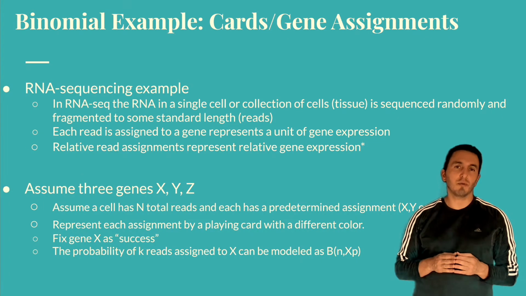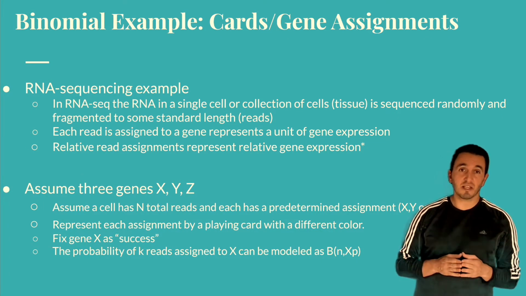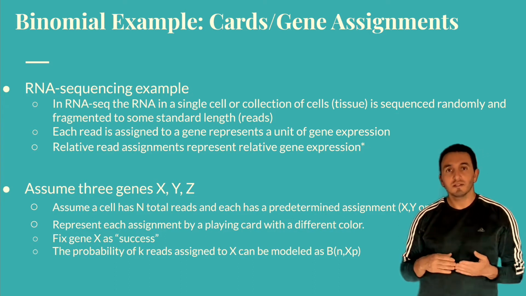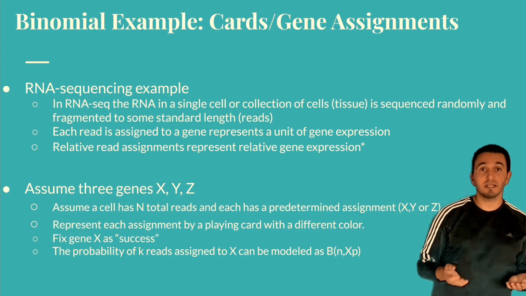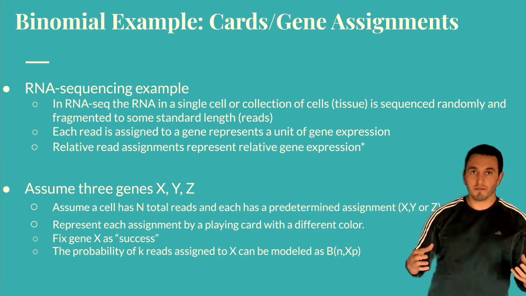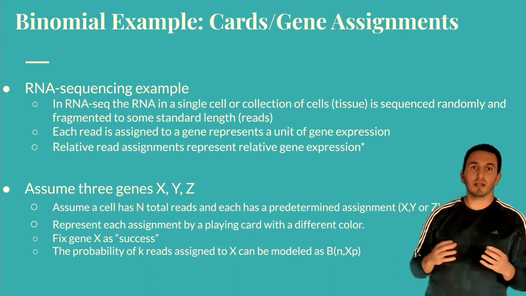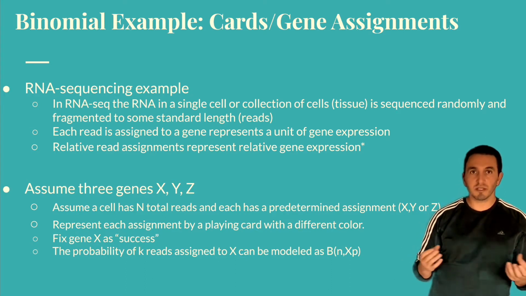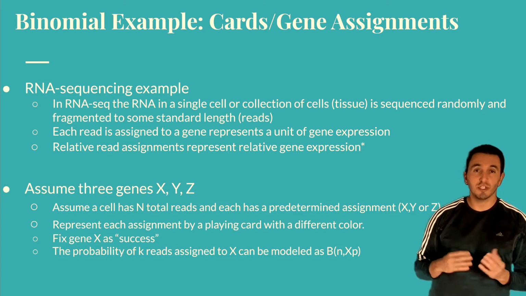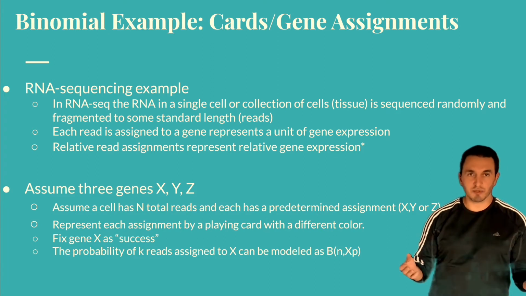This example, you can either think of it as cards or gene expression. In this case, there are 3 genes that are being expressed in some sample: gene X, gene Y, and gene Z. You can imagine inside the cell that there are only 3 genes, each expressed at a different rate. Maybe the cell has 1 million units of gene expression, and 10% of them are gene X, 15% are gene Y, and 75% are gene Z. Of course, that adds up to 100%.